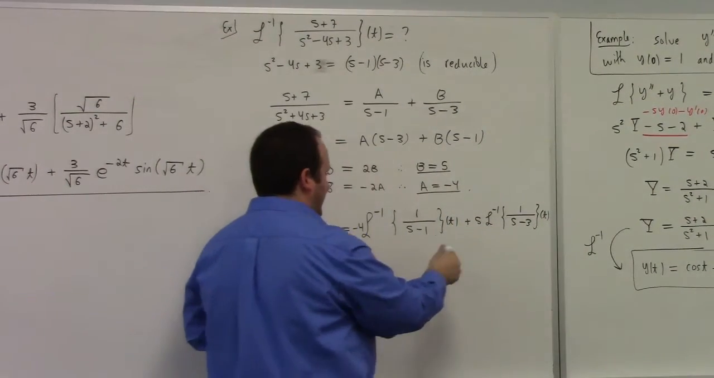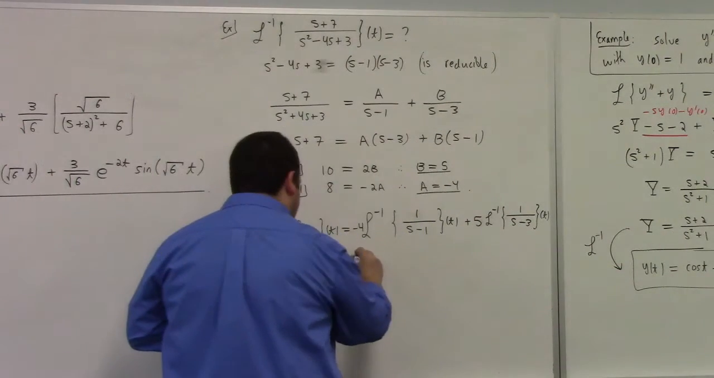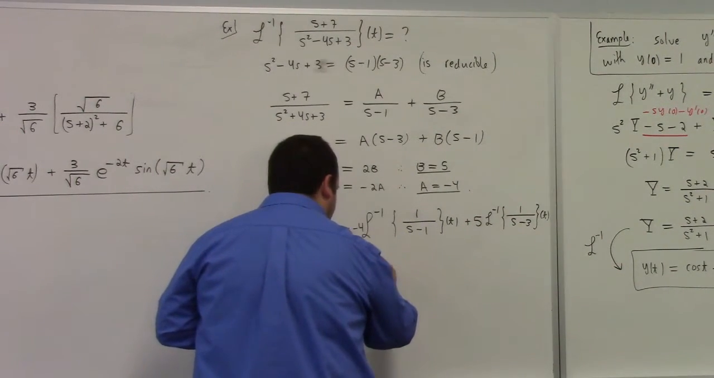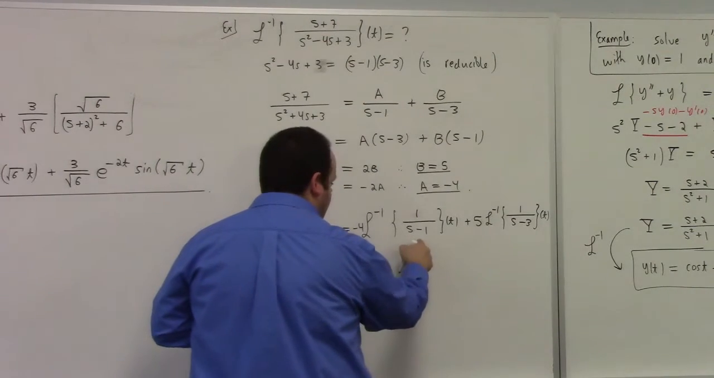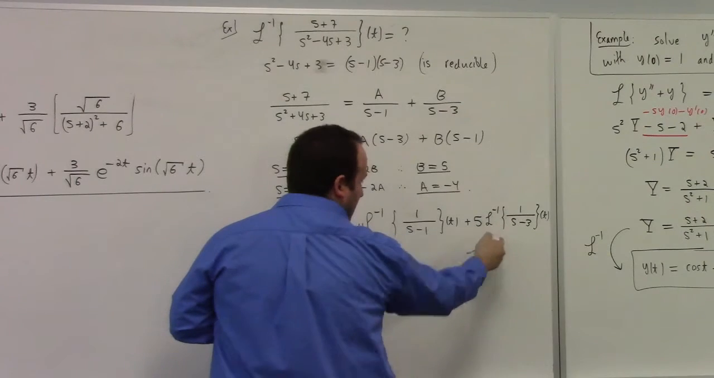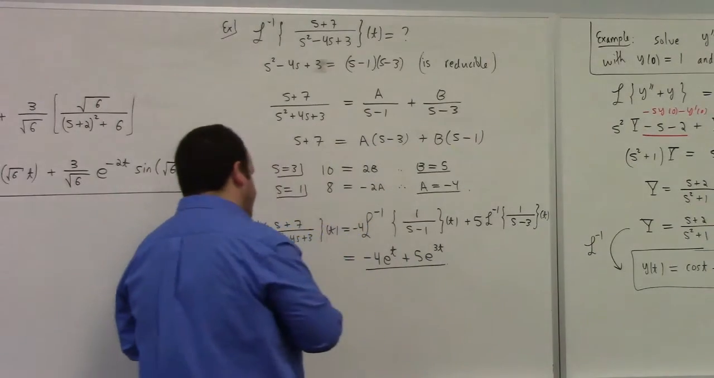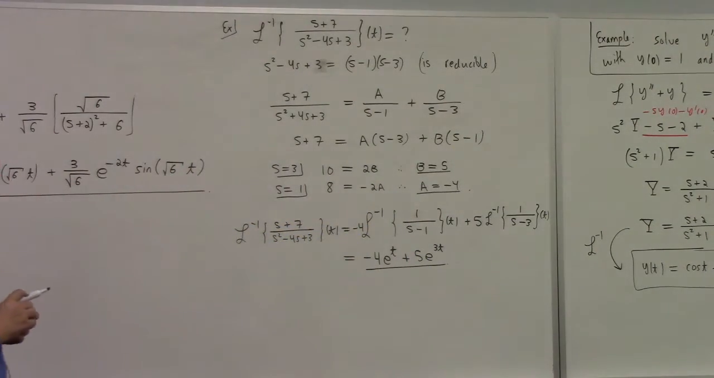Sorry about my 5s and s's looking so much alike, but usually context will help you out. Anyway, so that's minus 4. This gives me an e to the t. That gives me an e to the 3t. And there you have it.